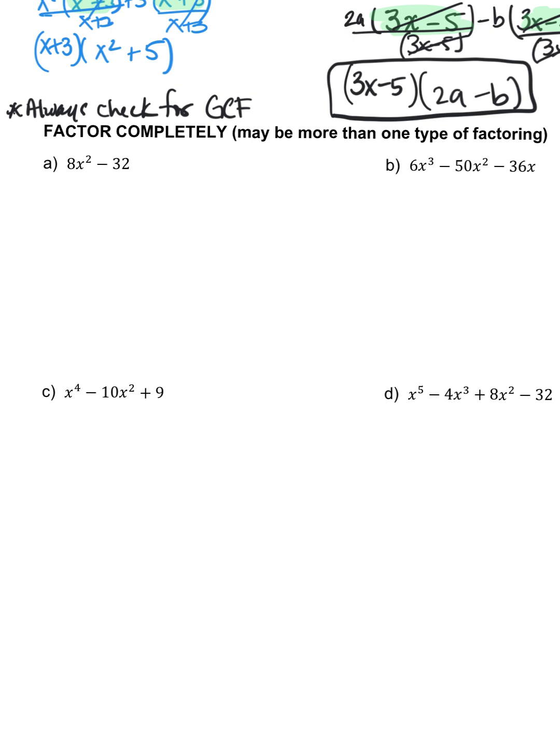Between 8x squared and negative 32, there's two terms, so I probably have a difference of squares or a difference of cubes. I see a square there. You cannot take the square root of 8 and 32, so we're going to factor out an 8. So the GCF here is an 8. In parentheses, x squared minus 4. Now I have something that's factorable by difference of squares: x plus 2 and x minus 2.